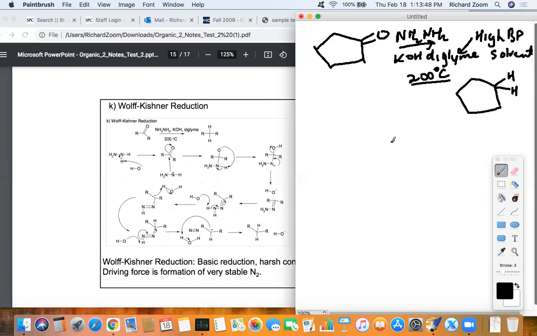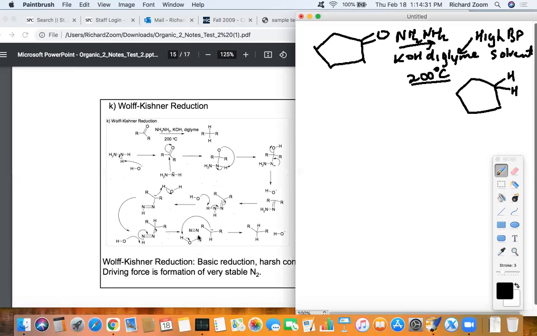Now, if you look at the mechanism, I'm not going to go through the entire mechanism here, but the driving force is this second to last step, where we get nitrogen gas formed as a product. Now, nitrogen gas is a gas, and it will just float away from the reaction here. But what that means is that once it floats away, it's irreversible at that point. I mean, the reaction can't go back to the previous step here. So what will happen is nitrogen goes, and then the reaction will continue, but it has no choice but to form the product in the end. But it requires pretty harsh conditions in order to get here.